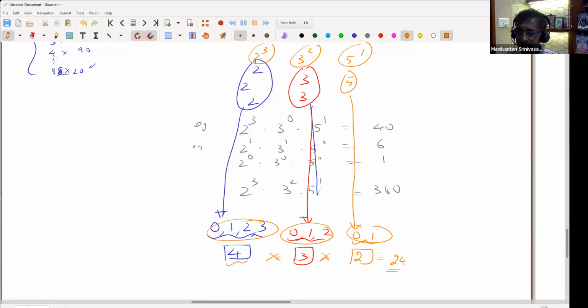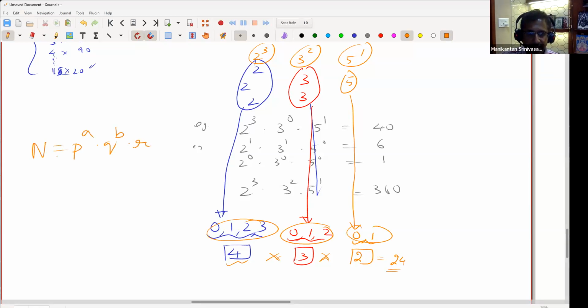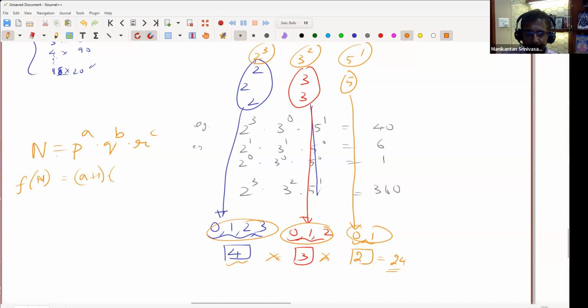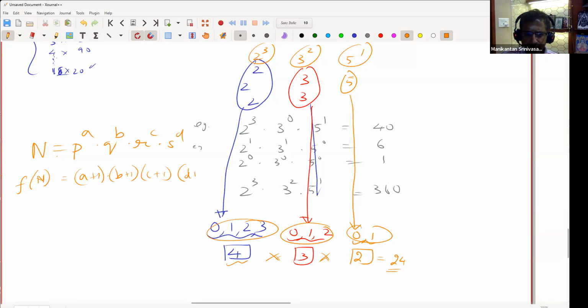Does it make sense? Swani, are you with me? Yes, sir. Okay. So in other words, if I write any number n as p power a times q power b times r power c, and let's say there were 3 of them, it could work for more, right? Where p, q, and r are prime numbers and a, b, c are exponents. The number of factors of n, f of n, will be just a plus 1 times b plus 1 times c plus 1. And I can have one more, right? The same pattern continues, d plus 1 and so on.